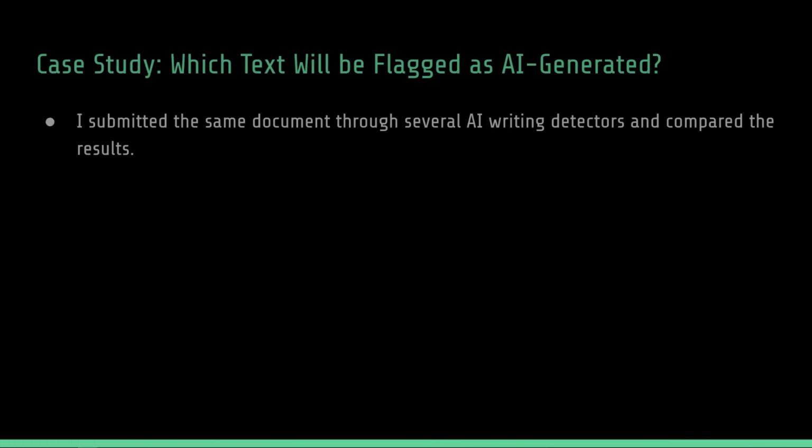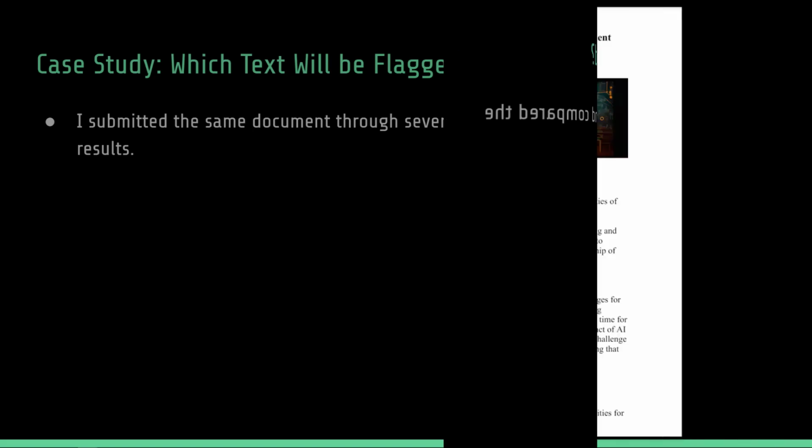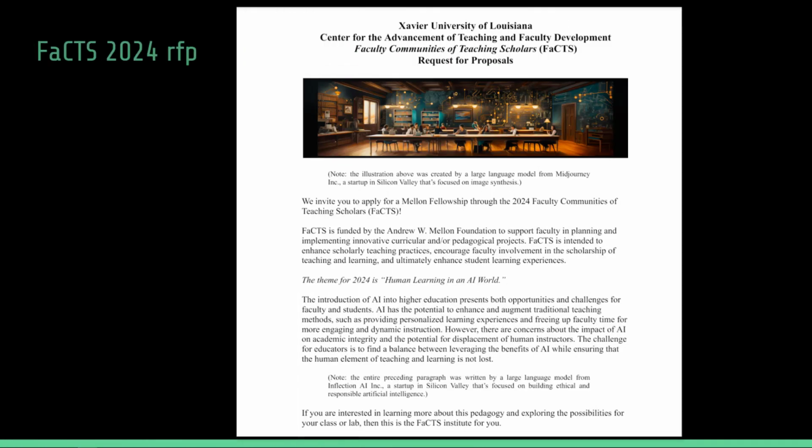I wanted to see which text would be flagged as AI-generated using the same document in different AI writing detectors. So I submitted our FACTS 2024 Request for Proposal document to several AI writing detectors and compared the results. Here's the first page of the RFP.